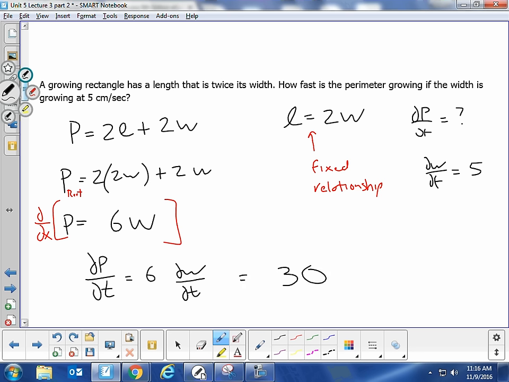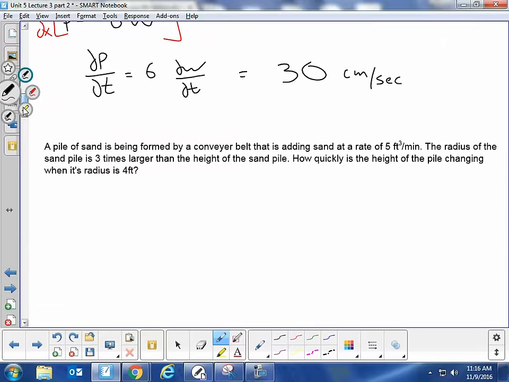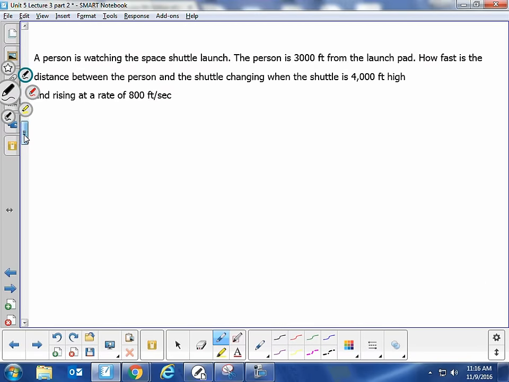Talking about a perimeter, is that units to the first power, second power, third power? First power, it's a length, so meters per second. Okay? Piece of cake, that's easy. Let's go on to ones that are going to be a little bit more difficult. Skip this pile of sand. We already did that. Let's talk about this situation.